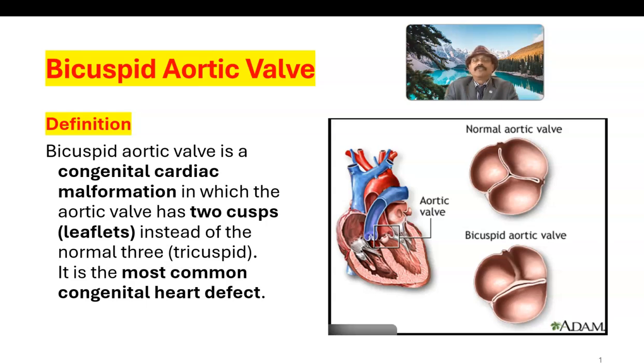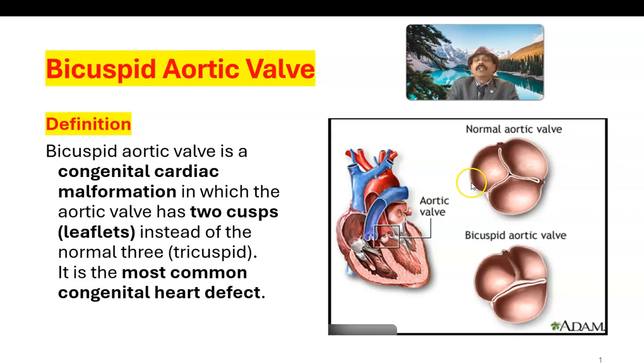Today I will discuss bicuspid aortic valve. What is the definition? Bicuspid aortic valve is a congenital cardiac malformation in which the aortic valve has two cusps, or leaflets, instead of the normal three cusps. It is the most common congenital heart defect.